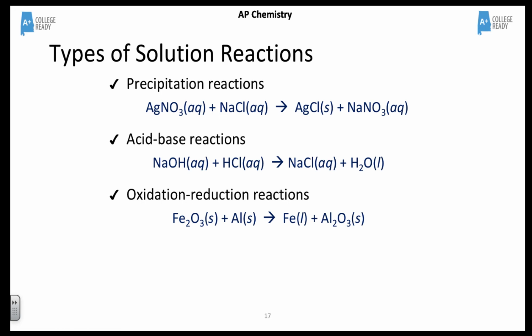So in AP, we think of reactions as belonging in 3 camps: precipitation, acid-base, and redox reactions. The precipitation reaction is just a type of double replacement, as are the acid-base reactions, and then the oxidation-reduction reactions, or redox, are the reactions where something loses electrons and something else gains electrons.